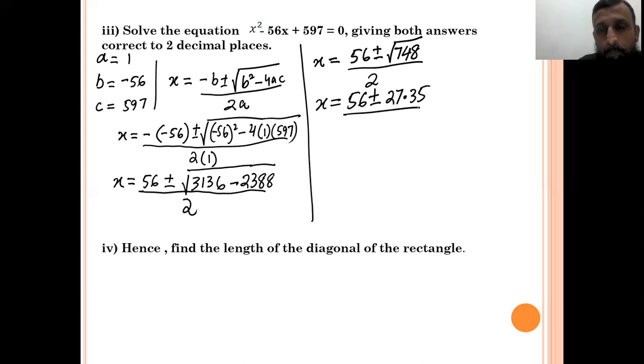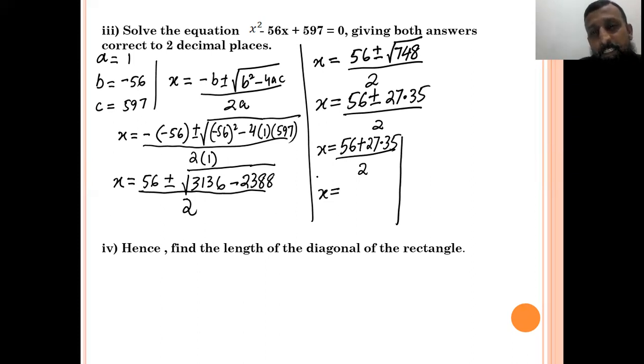Whole upon 2. Now dear students, after this you know that you need to make two columns. In the first column you're going to write 56 plus 27.35 on 2, and then you can add up the numbers 56 plus 27.35 and then divide by 2. The answer is found to be 41.67.